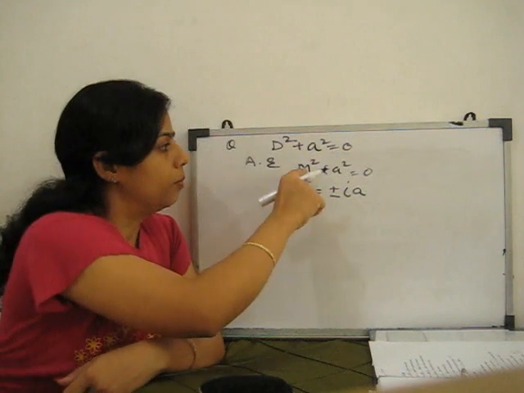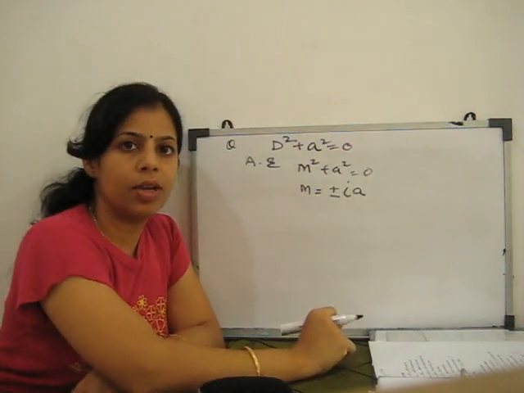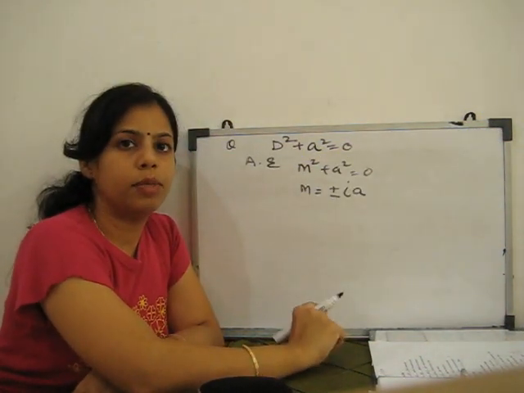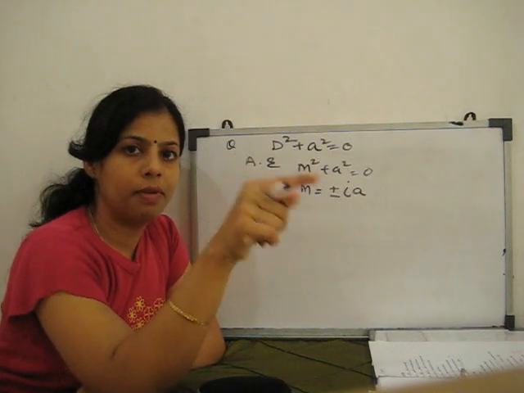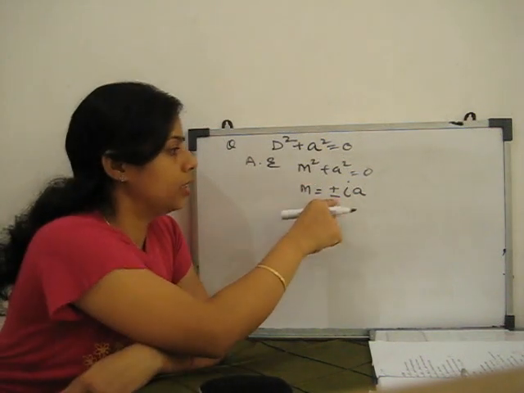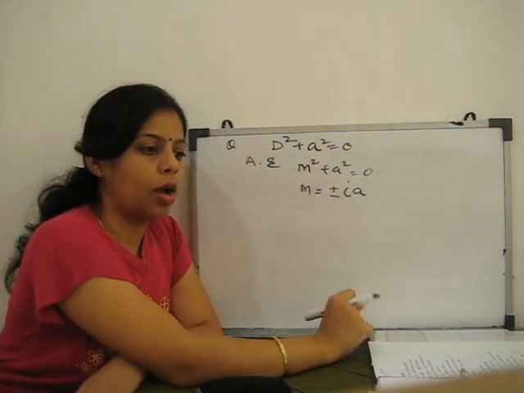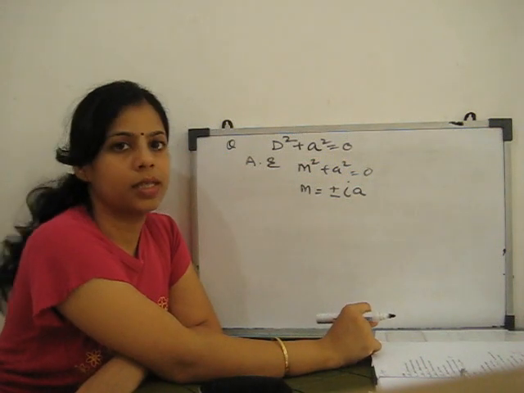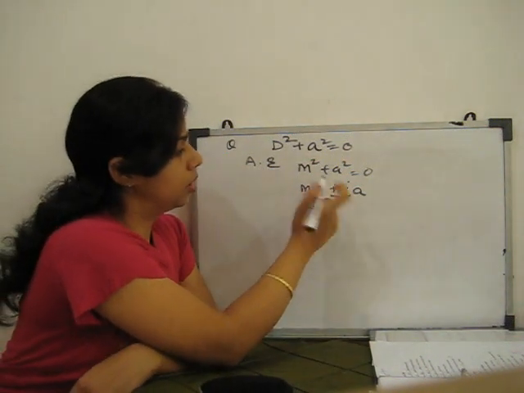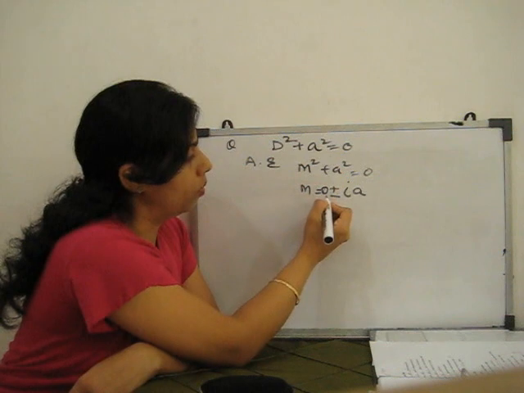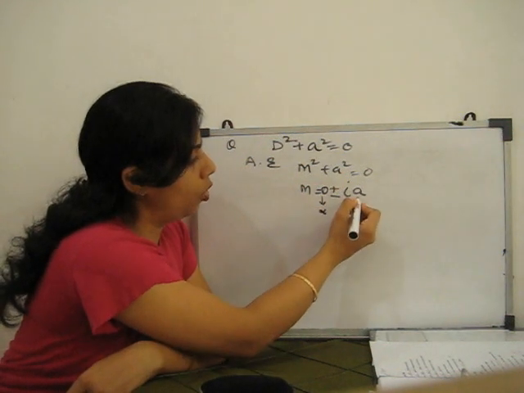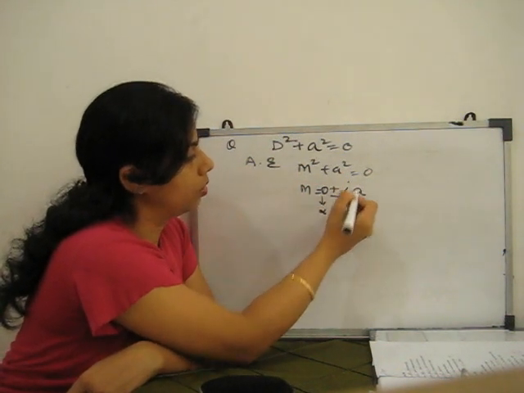Is this okay? Because m square is equal to minus of a square, so m is equal to under root of minus a square, which is plus minus iota a. So our solution is plus minus iota a. It means 0 plus minus iota a, so alpha is 0 and beta is a.